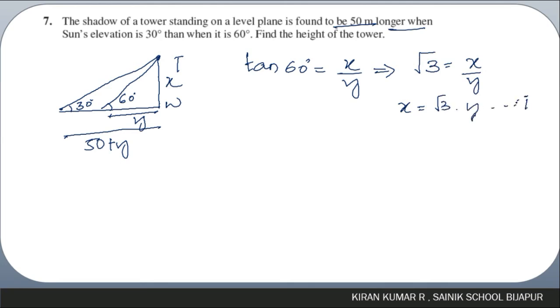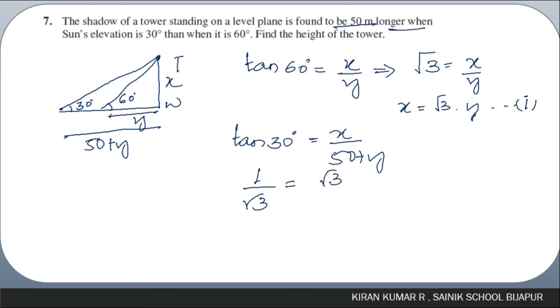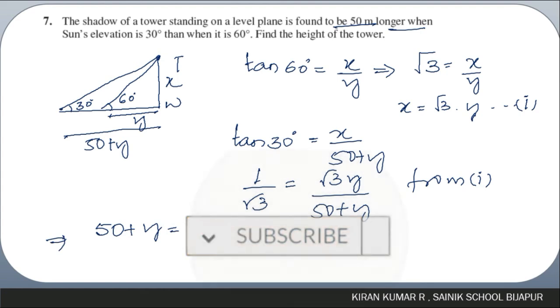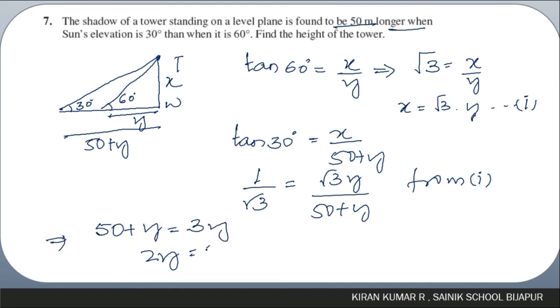Let me call this equation 1. Now observe tan 30 degrees. This will be x upon 50 plus y. Tan 30 is 1 by root 3. This is equal to root 3 times y divided by 50 plus y, from equation 1. Let us simplify this. On cross multiplying, I'll get 50 plus y equal to root 3 multiplied by root 3 times y, which is just 3 times y. So 2y will be equal to 50.